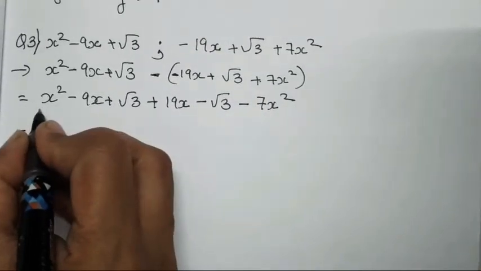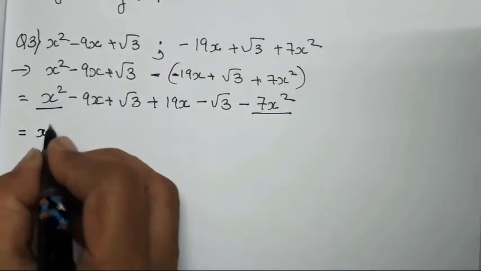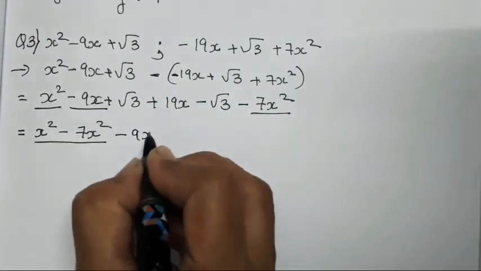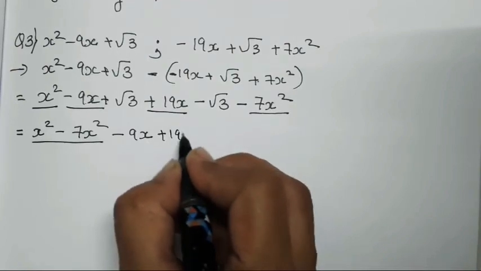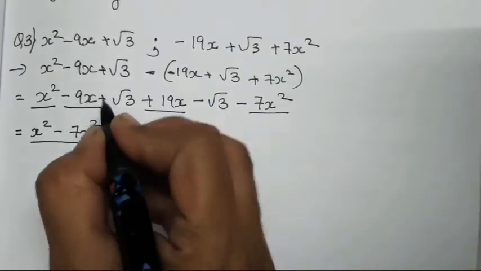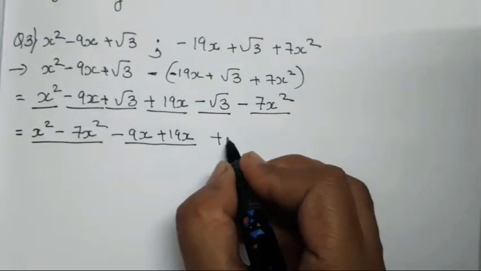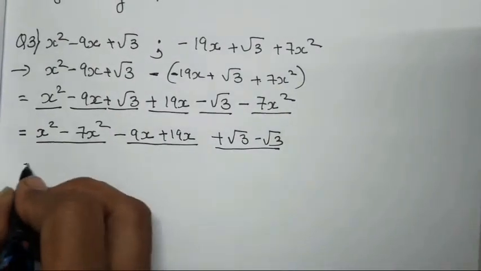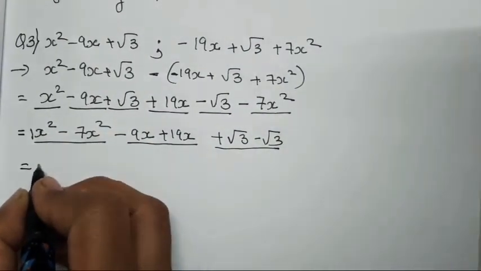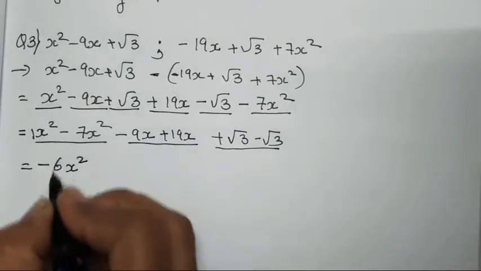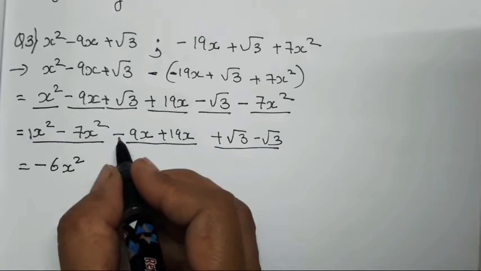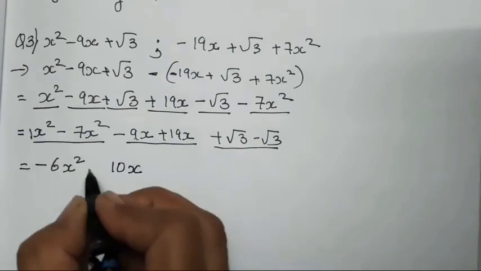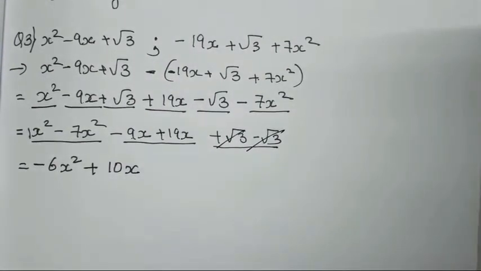Now we have to take the power, that is square wala. So x square minus 7x square is the pair, then minus 9x plus 19x, this is the pair, then plus and minus. So plus root 3 minus root 3. So this is going to get reduced. Okay, so orally also you all can do it. Now 1 is there, 1 minus 7 is going to be minus 6x square, sign of the bigger number. Now this will change to minus and plus minus. So 19 minus 9 is going to be 10x, sign of the bigger number, and this is going to get reduced.